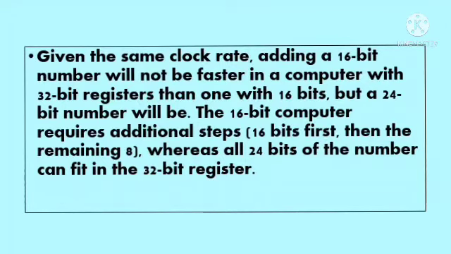Given the same clock rate, adding a 16-bit number will not be faster in a computer with 32-bit registers than one with 16 bits, but a 24-bit number will be. The 16-bit computer requires additional steps: adding the first 16 bits first, then the remaining 8, whereas all 24 bits of the number can fit in the 32-bit register.